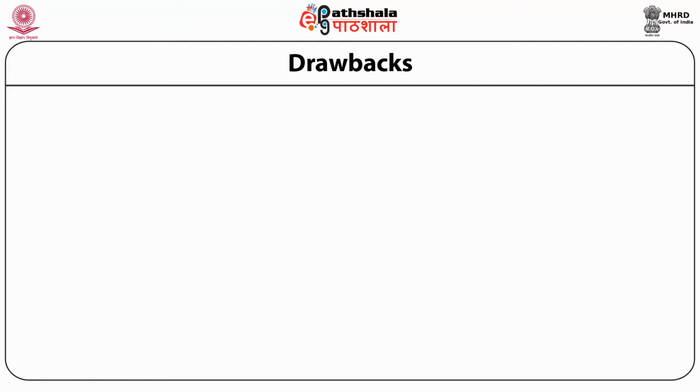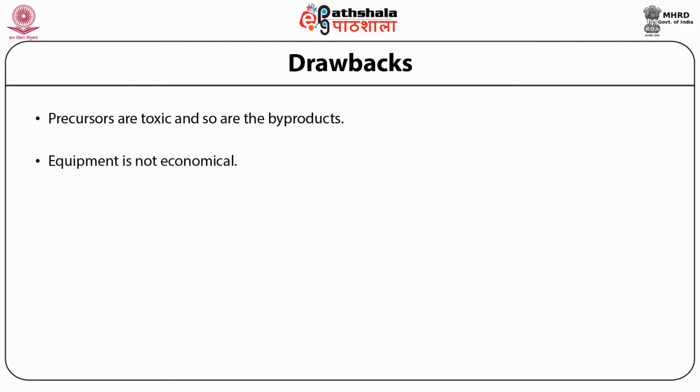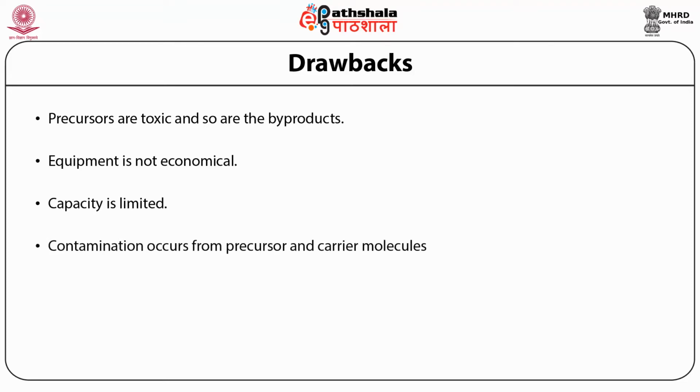However, the following drawbacks are also there. Number 1, precursors are toxic and so are the byproducts. So the chemical deposition process includes toxicity. Number 2, equipment is not economical. Number 3, the capacity of producing the products is limited. Number 4, contamination can occur from precursor and carrier molecules.